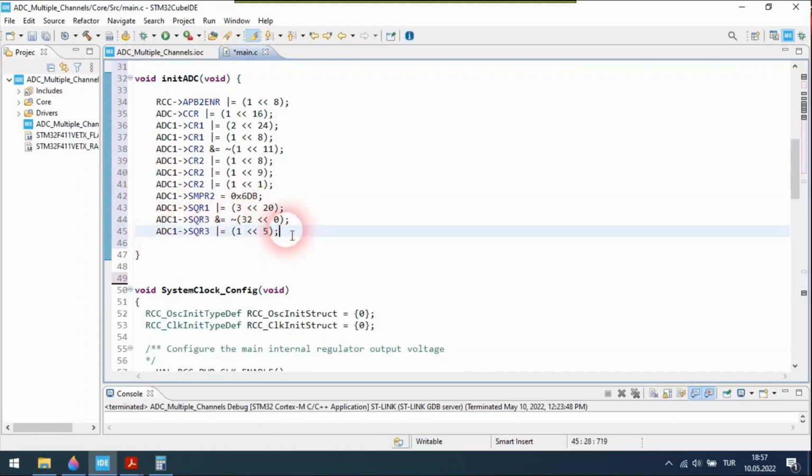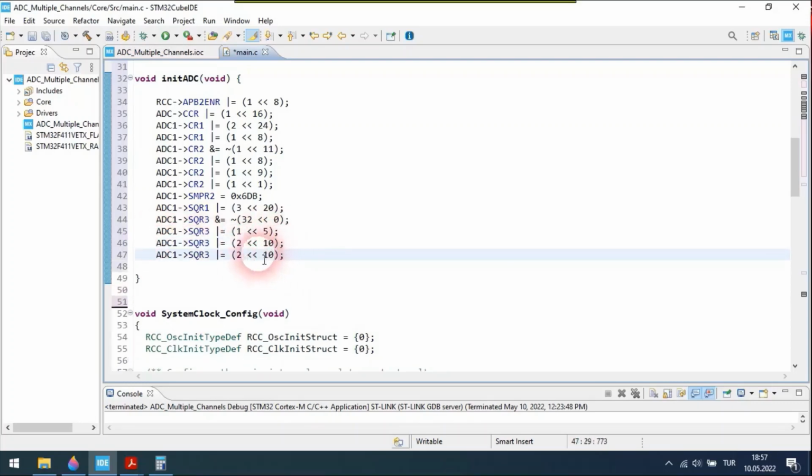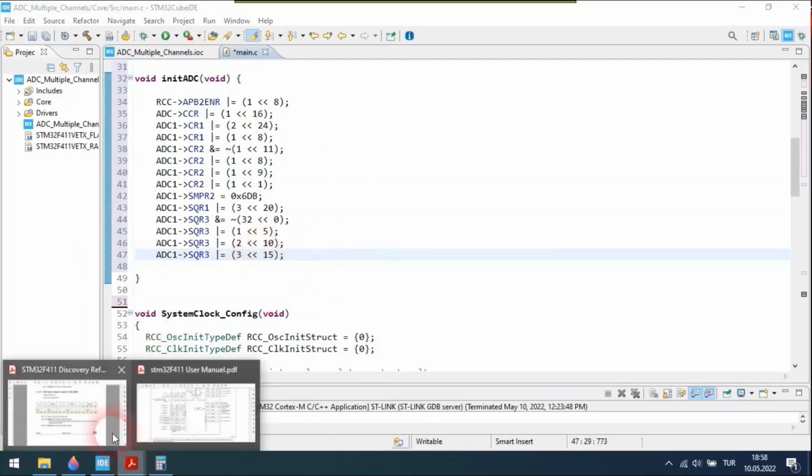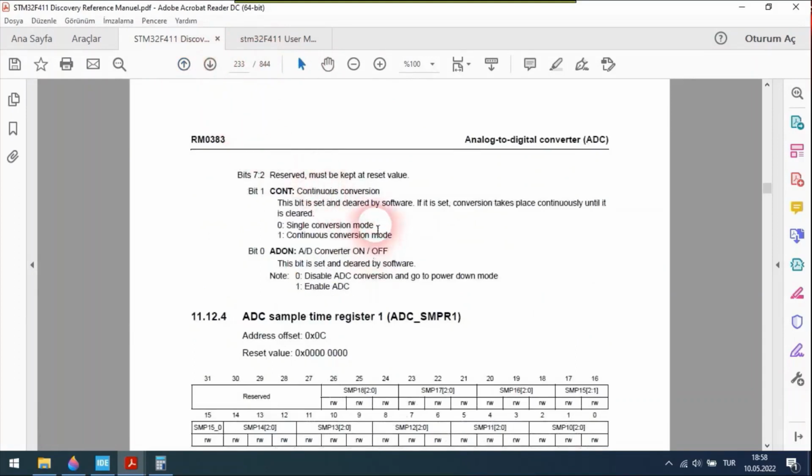Next 5 bits represent third conversion. It will be channel 2. We will write 2 into them. And lastly bit 15 to 19 represent fourth conversion. It will be channel 3. We will write 3 into them. Final step is to enable ADC.